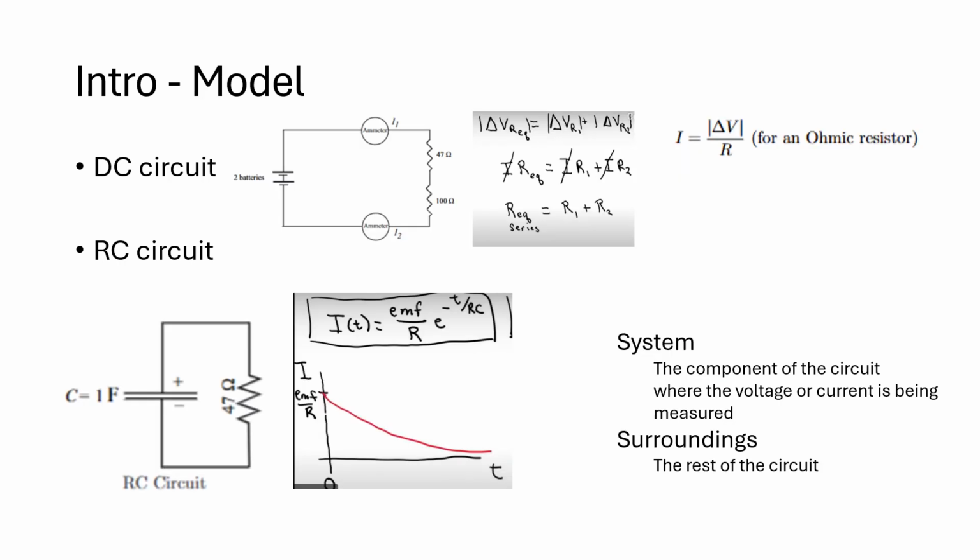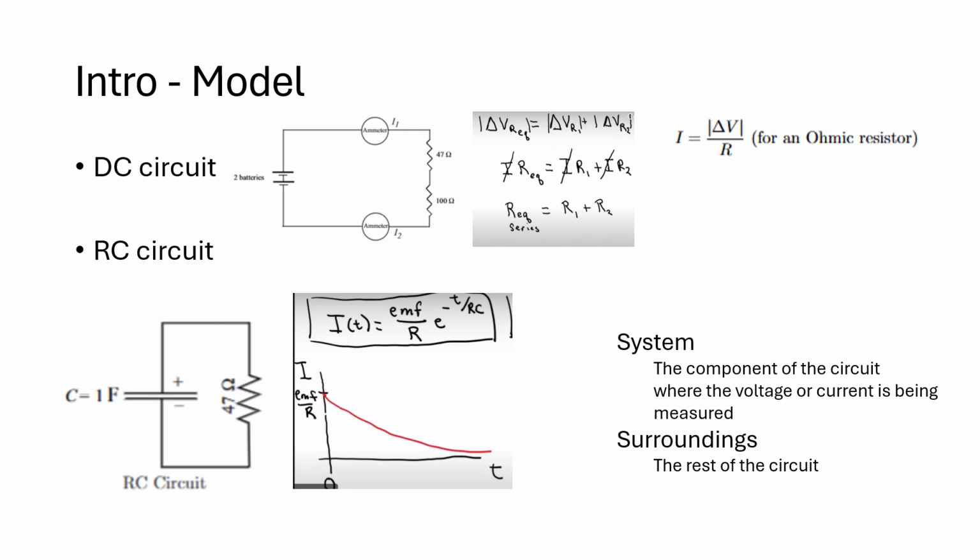This is the experimental model. In this experiment, we have two parts, a DC circuit and an RC circuit, so we have one model for each. For the DC circuit, there are two batteries and two resistors arranged in series as shown in the diagram. The net resistance is additive, and the current is the voltage divided by the resistance.